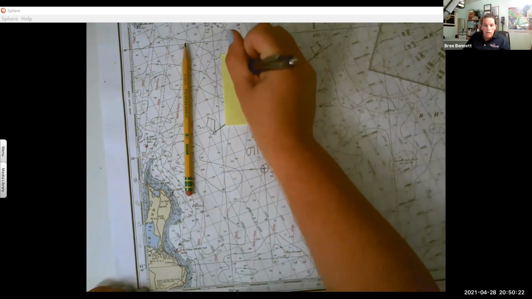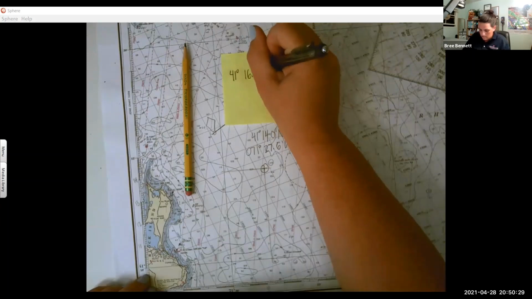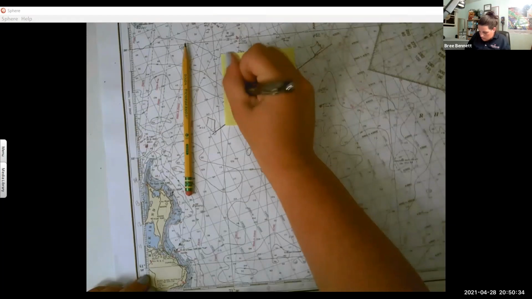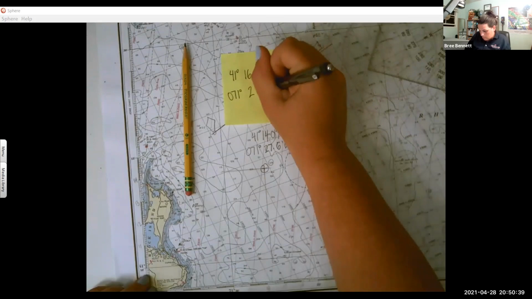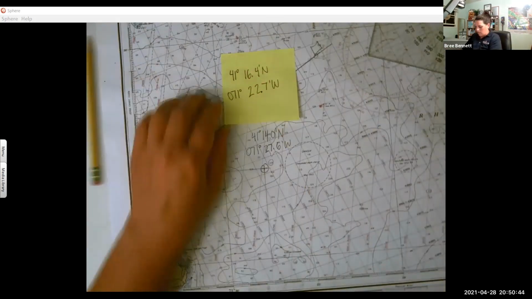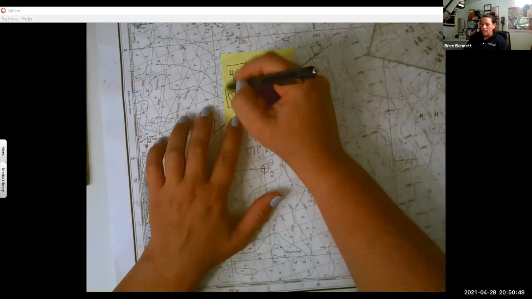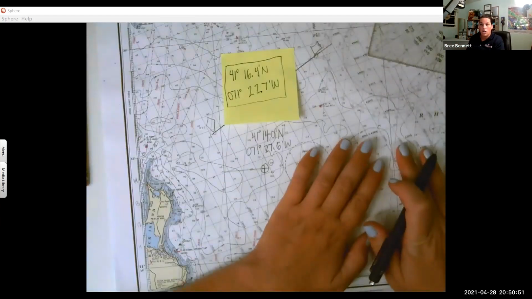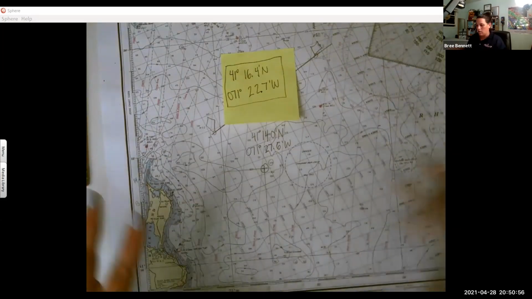Let's draw in, we're reading on our GPS 41 degrees, 16.4 minutes north, and 071, 22.7 minutes west. I have no idea where this is, or I know it's somewhere in here, but we are reading this on the GPS, and I want to know where I am on the chart. So that's the other big reason we want to practice our latitude and longitude.